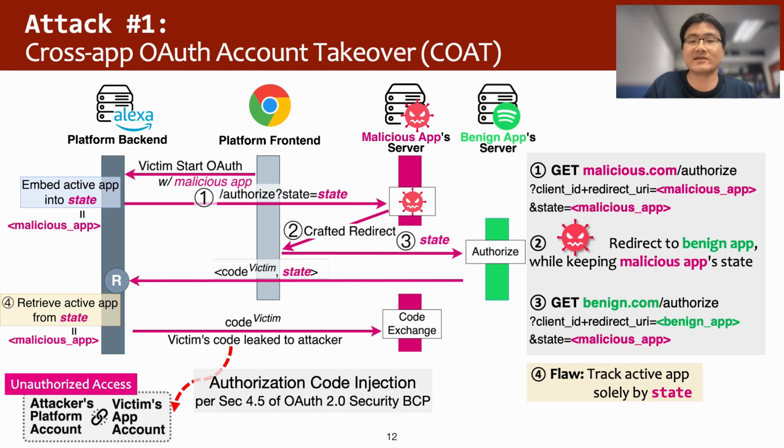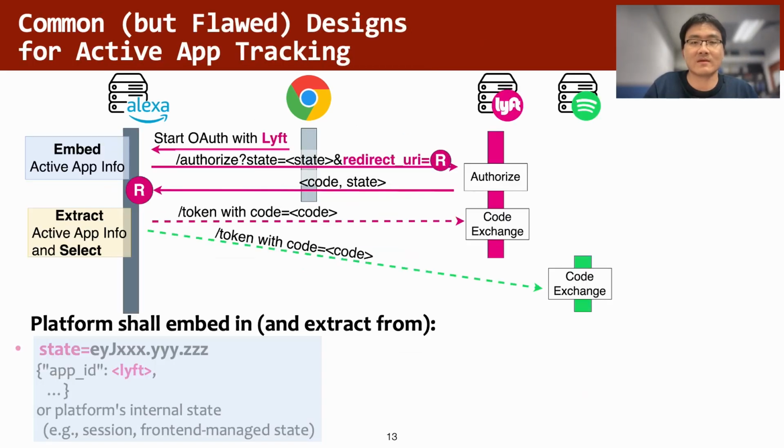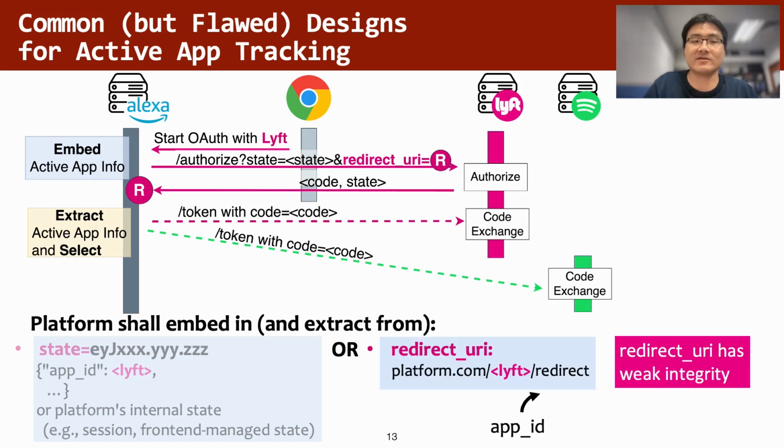So because this is essentially stealing the victim's app account, we name the attack cross-evolved account takeover. The second common design is to track the active app by the redirect URI. By embedding an app ID in the redirect URI, like in the URL path, the platform could extract this information when the user agent hits the redirection endpoint.